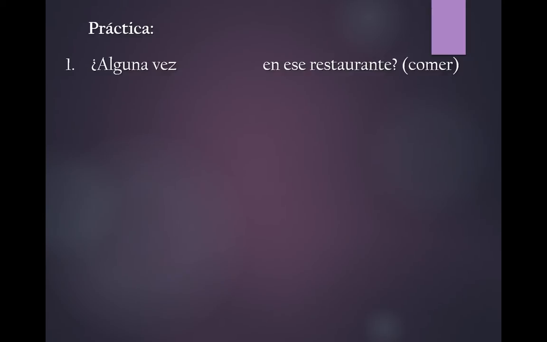So we know we need the tú form of the verb haber, which from the previous screen would be has, and we pronounce that as. And then we need the past participle of the verb comer, which we know would be comido. So if you want to ask somebody, have you ever eaten at that restaurant? You would say, ¿alguna vez has comido en ese restaurante? ¿Has comido? In fact, if you were just to ask somebody, ¿has comido? That means, have you eaten?